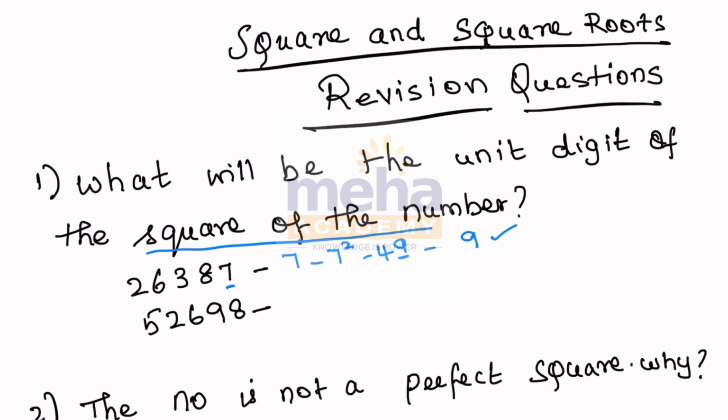In the same way, we have to find the unit digit of the square of this number. Take the unit digit, which is 8. Do the square of the unit digit, which is 64, out of which the unit digit will give you the unit digit of the square of the number.